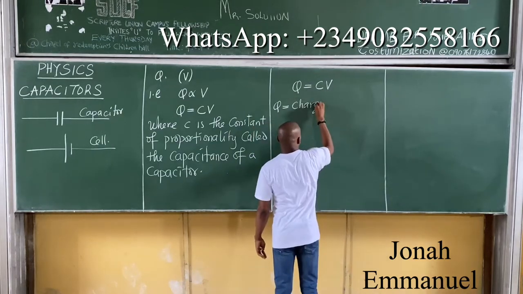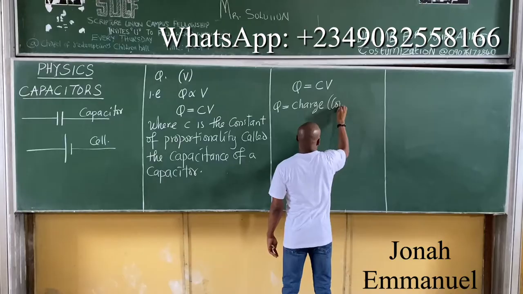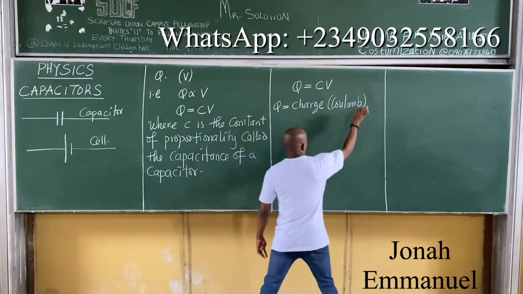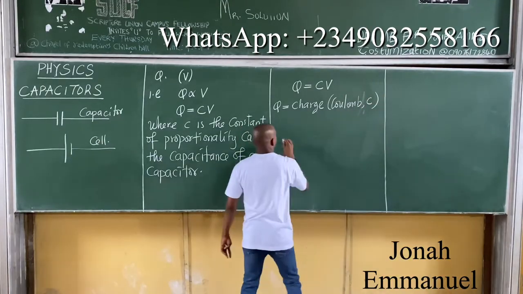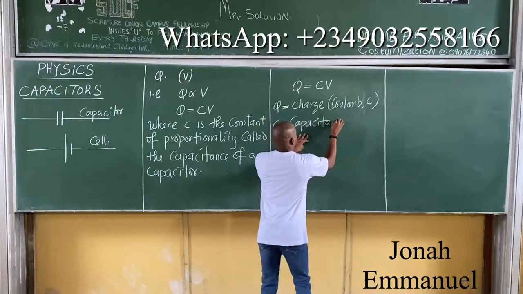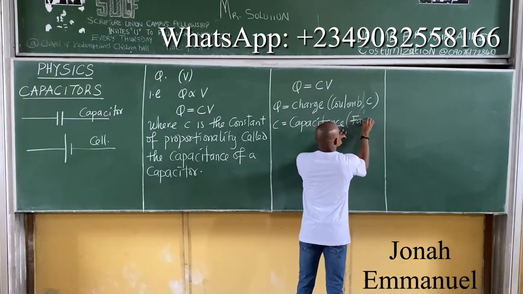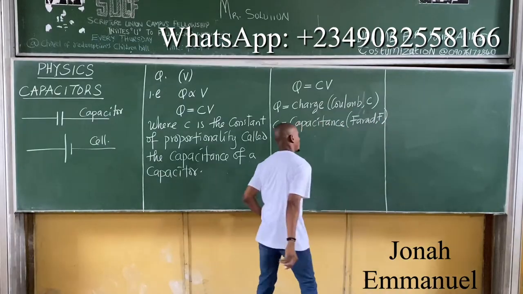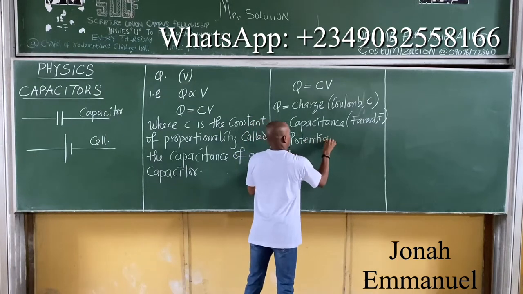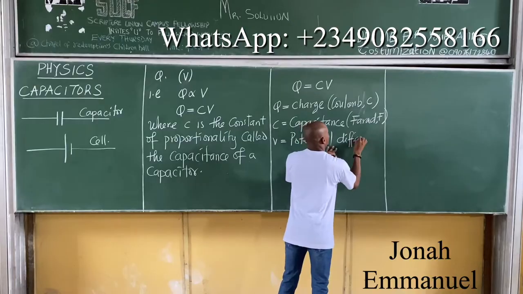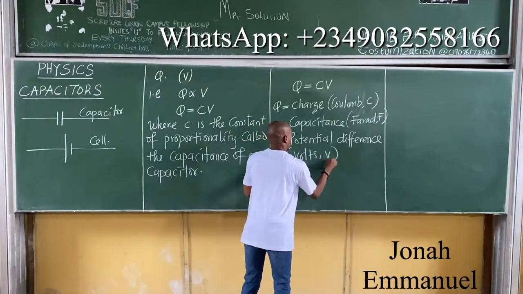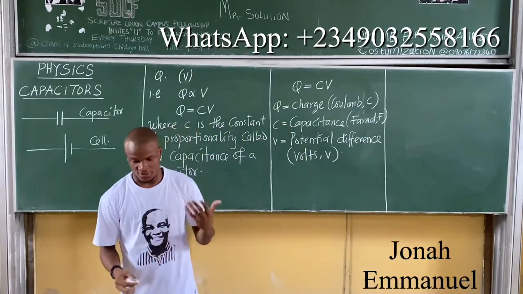Charge, obviously, measured in coulomb. C is equal to capacitance, measured in farad. That's F. And V is the potential difference across the terminals of the capacitor, measured in volts. So these are your instruments. C, Q equal to CV.